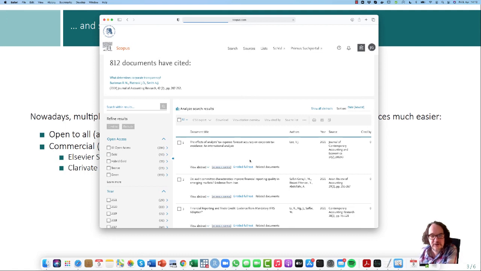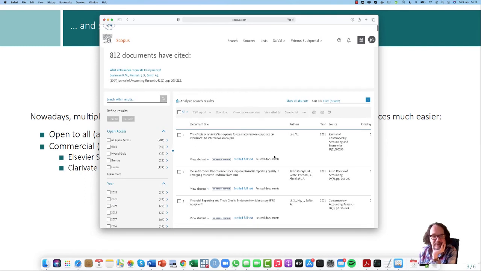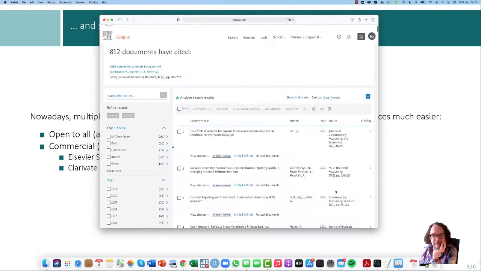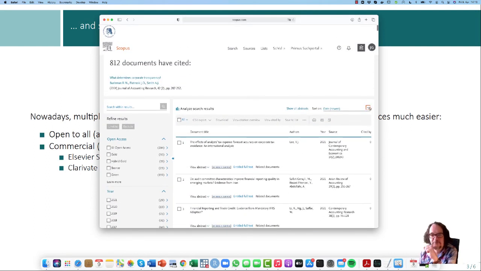So now we no longer have the list that Scopus gave us for corporate transparency as a search term. Now we have a list that actually consists of studies that cite the Bushman-Piotroski-Smith study, right? So again, it is sorted by whether it's new or not, right? And you see here several new studies that pop up, but we are interested in focusing on the influential studies first. And in order to do so, we again sort by citation.